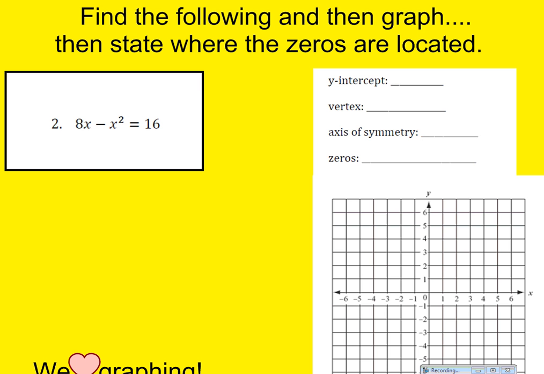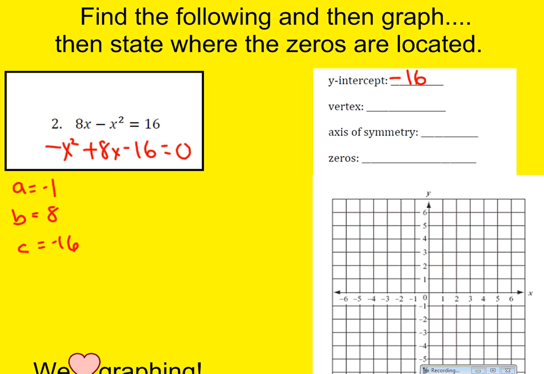So this one, right now it's not in standard form, so I've got to make it in standard form. I've got to bring the 16 over, make it equal 0, and put it in the order that makes sense for me. So that'd be negative x squared plus 8x minus 16 equals 0. All I did was rearrange it, bring 16 over. Hopefully that's not too tough for you. A is going to be negative 1, B is going to be 8, C is going to be negative 16. So my y-intercept is going to be at negative 16.